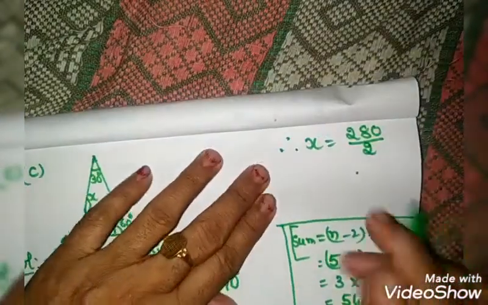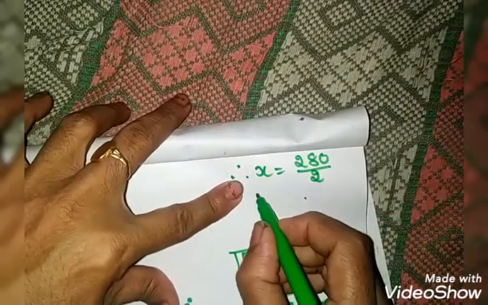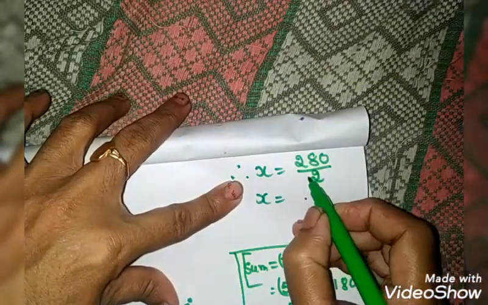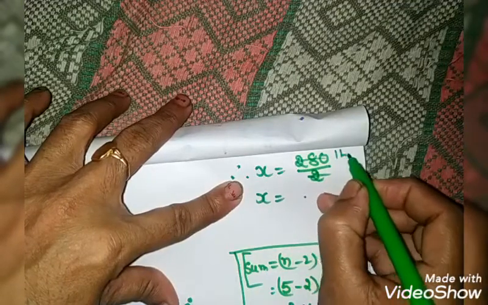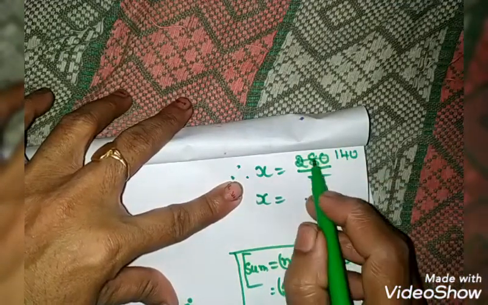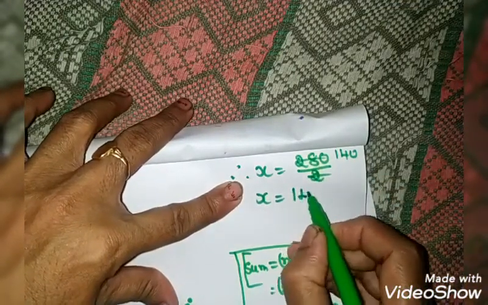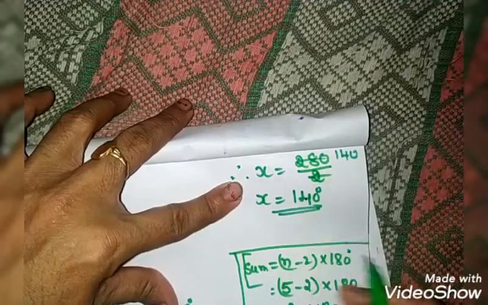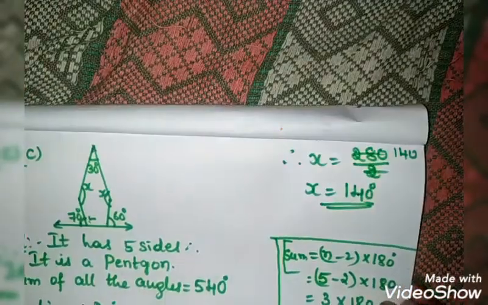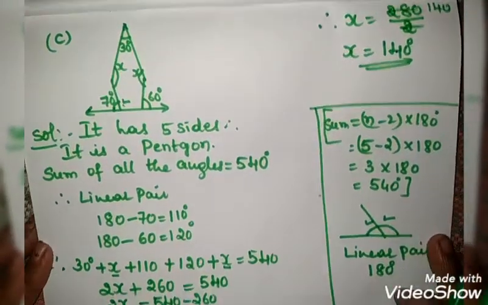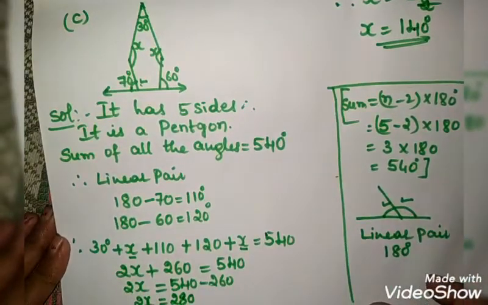So what happened now? How much is it? Therefore, x is equal to, 2 140s are 280. 2 1s are 2, 2 4s are 8, and 0. So x is equal to how much? The value of x is 140 degrees. In this way, you have to complete the sum. Understanding now, children? Very important one.